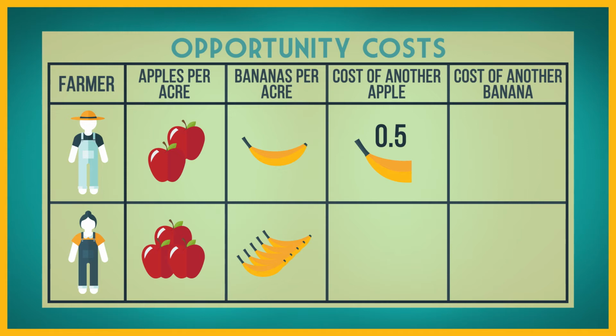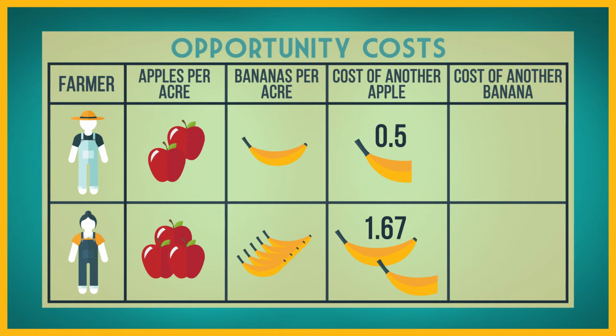Since Lisa grows 5 more bananas and 3 fewer apples each time she allocates an additional acre to bananas, the opportunity cost of having Lisa grow another apple is 5 bananas divided by 3 apples, or 1.67 bananas per apple. Since Edward's opportunity cost of growing another apple is lower than Lisa's, he has the comparative advantage in growing apples.